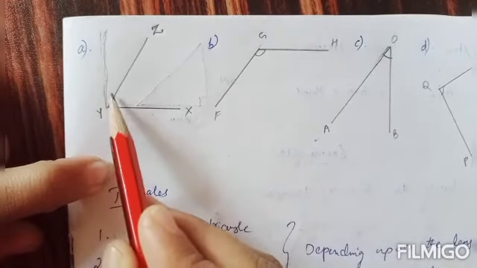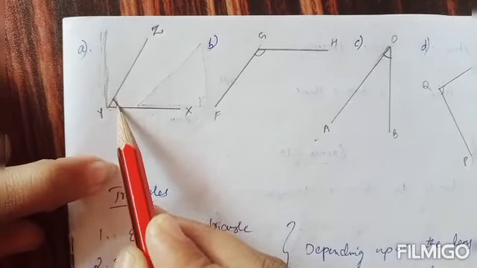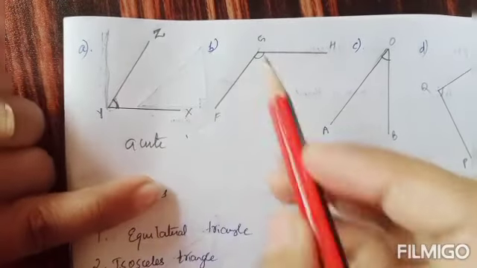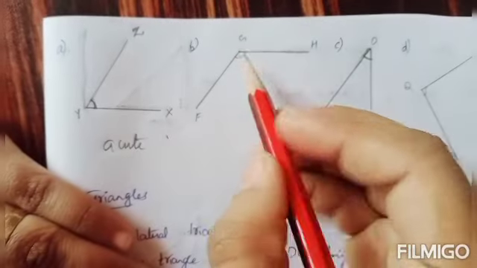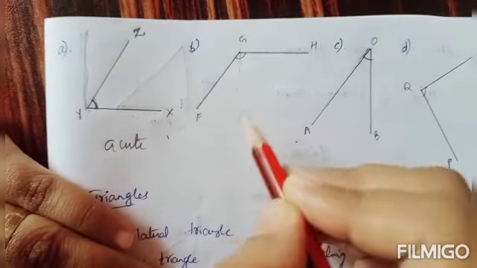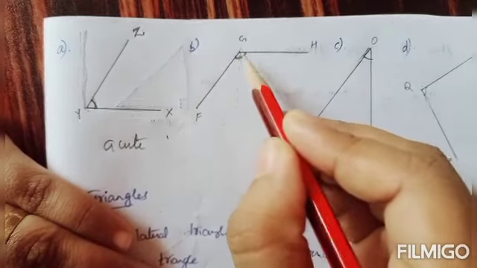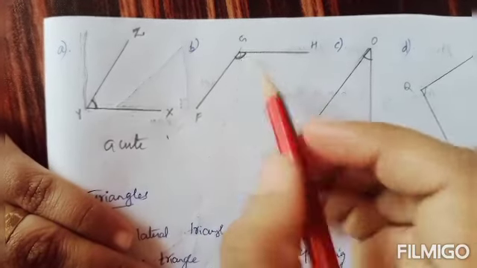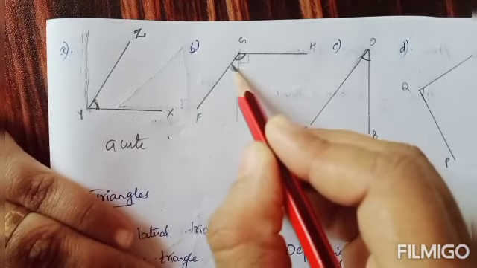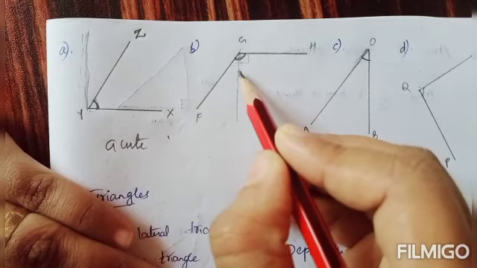So you can see this is less than 90 degrees. So this is an acute angle. Now here, if it is a right angle it will be like this. So this is greater than 90 degrees. The L-shaped angle is this. This is greater than 90 degrees. You can see from the figure.